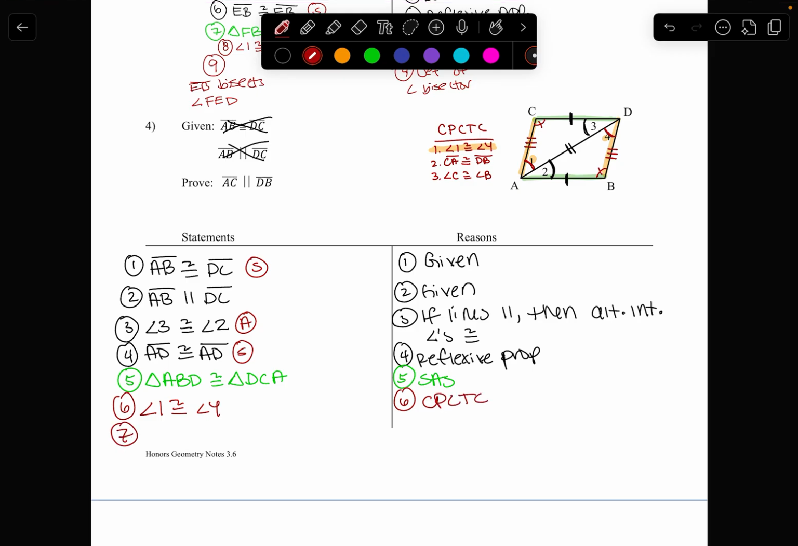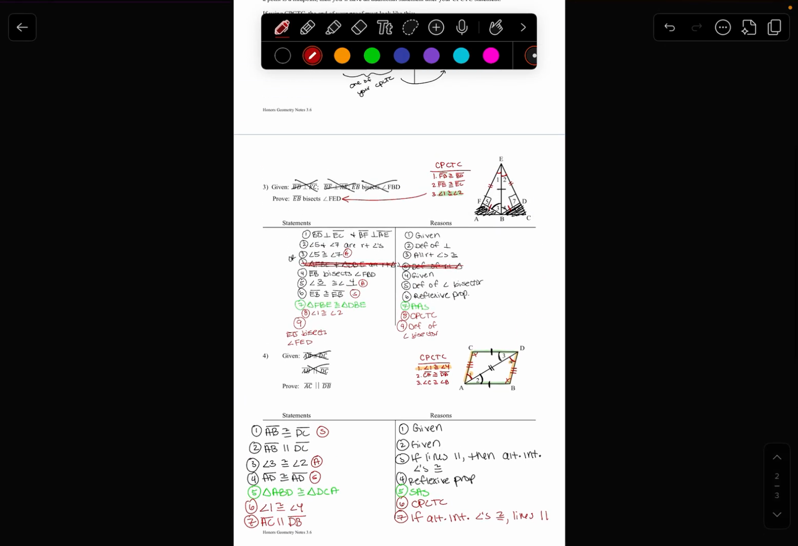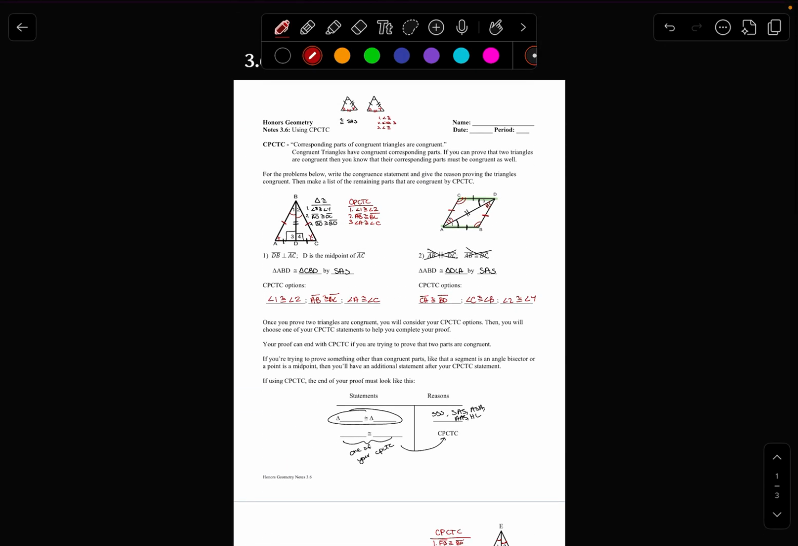And now, because I know that those angles are congruent, I can say that AC is parallel to DB, and my reason would be, I've got to do the converse now: if alternate interior angles are congruent, lines are parallel. And that is how you use CPCTC to prove things other than congruent triangles.